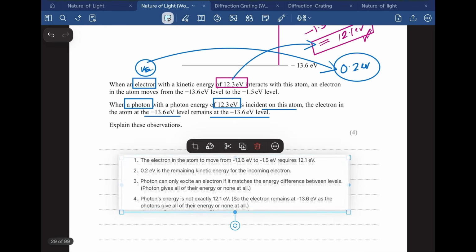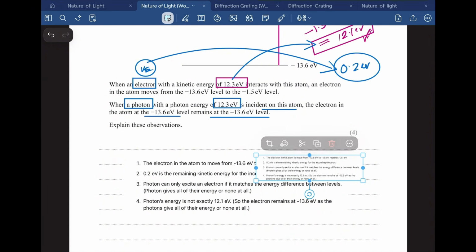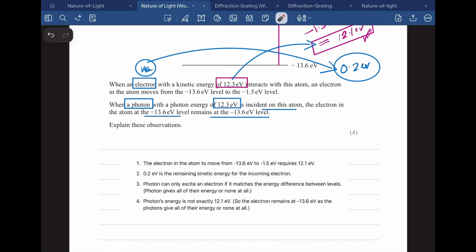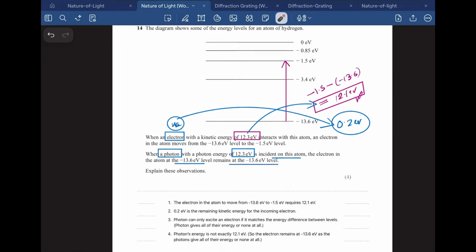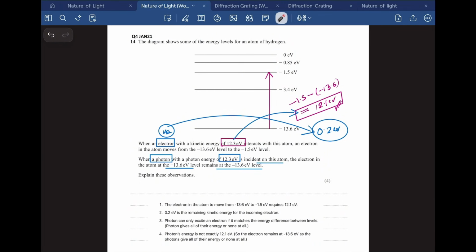Our final answer is going to be like this: the electron in the atom moving from minus 13.6 to minus 1.5 requires 12.1 electron volt. 0.2 electron volt is the remaining kinetic energy of the incoming electron. But a photon can only be accepted by an electron if it matches the energy difference between levels. Photons give all of their energy or none at all. The photon's energy is not exactly 12.1 electron volt, so the electron remains at minus 13.6 electron volt. So that is going to be your answer for this question. Hopefully you have understood it completely. Now let's move on to another.